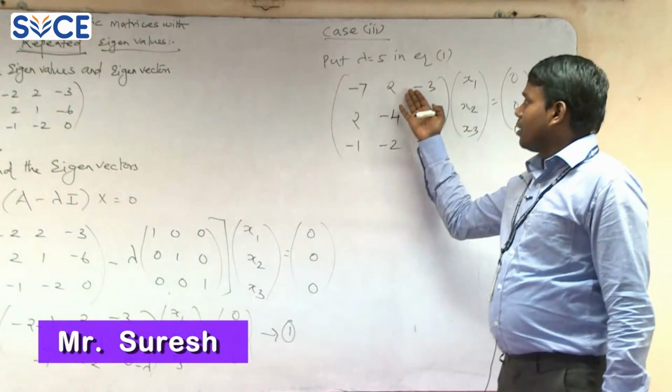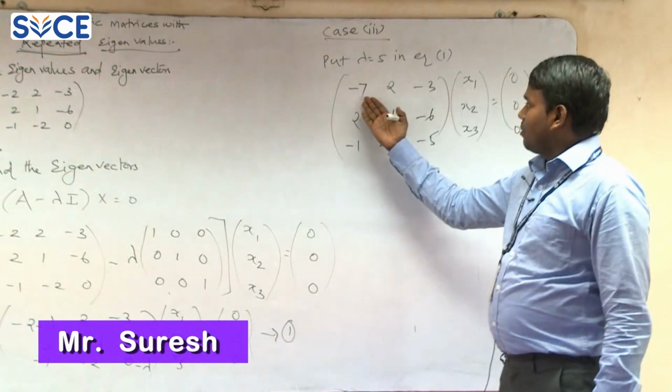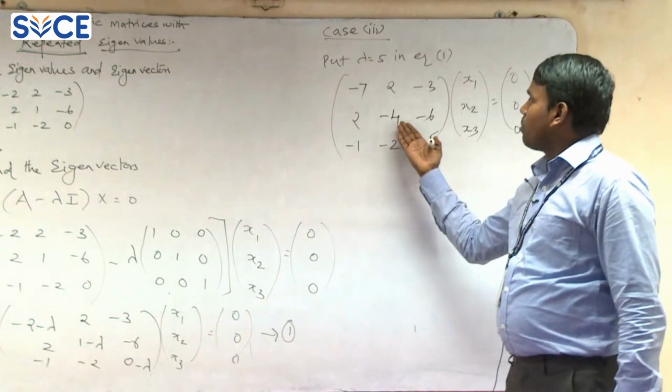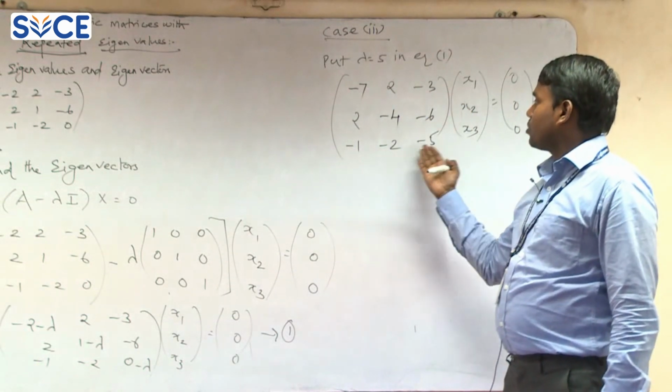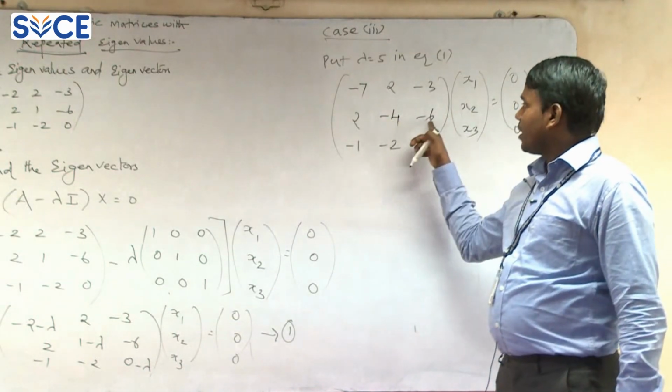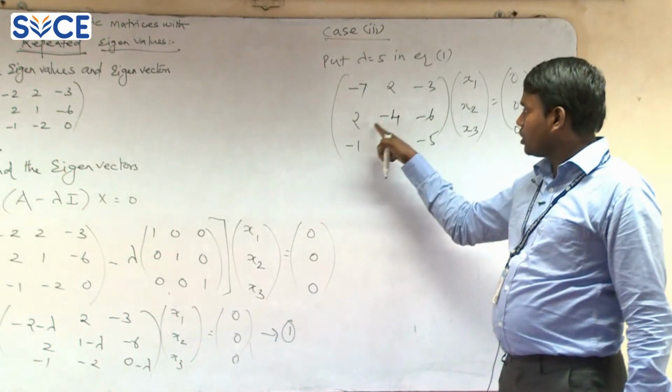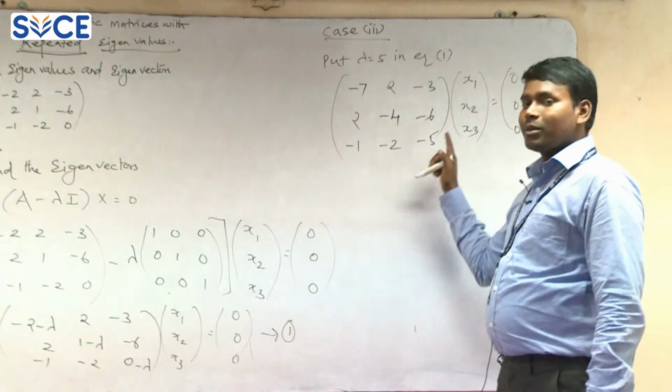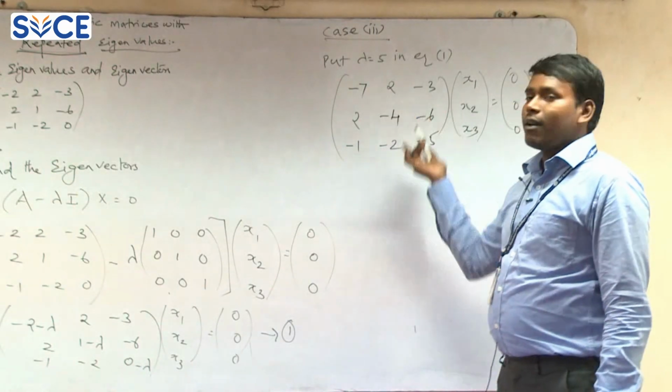So just look at here, all the equations are different. Minus 7, 2, minus 3; 2, minus 4, minus 6; 1, minus 2, minus 5. Suppose if you divide the second equation by 2, it becomes 1, minus 2, minus 3, but here the last number is minus 5. So all are different.